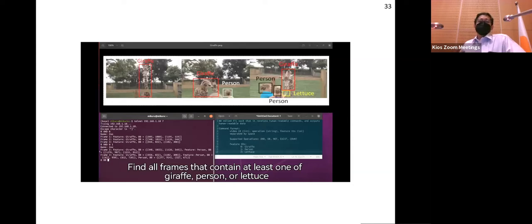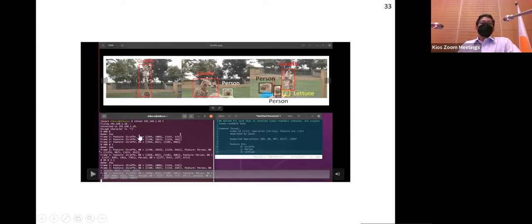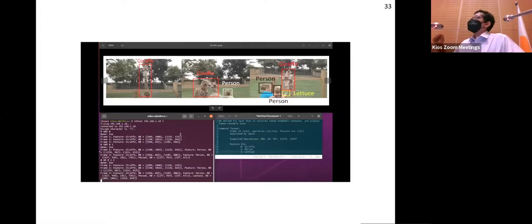What this is doing is an analysis. It says frame 1 has a giraffe, frame 2 has a giraffe, and it's giving the bounding boxes. Our task here is to find out, is there a person feeding an animal? For that to happen, it needed to have a person, a giraffe, and food, in this case lettuce.